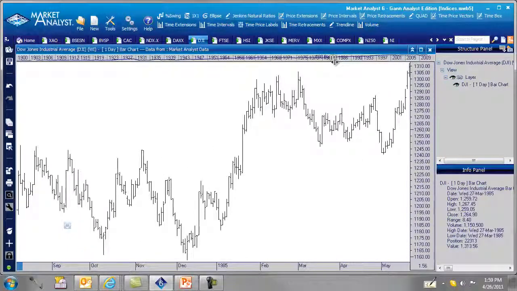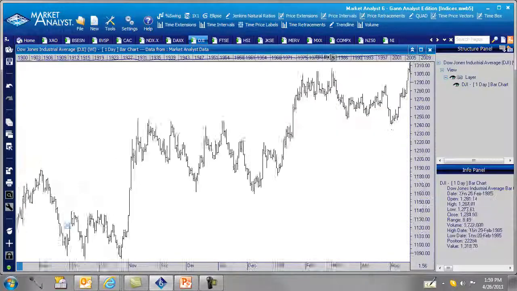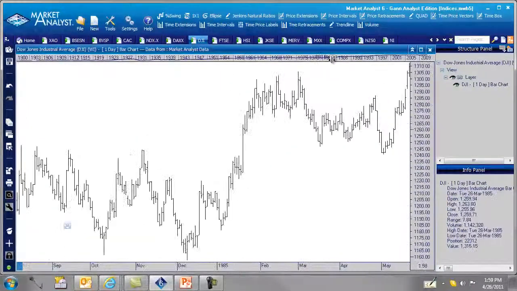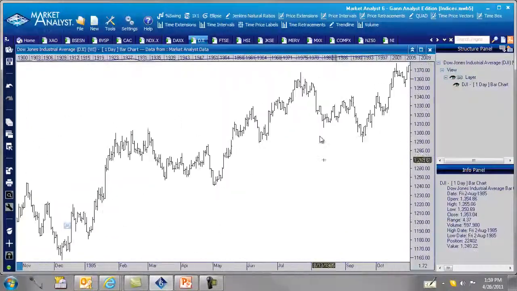Okay, so obviously a strong trend move there, and it is a trend continuation Gartley pattern that we're going to be looking for. So A, B, C, D, price extension tool. And then the retracement from this low to this high.